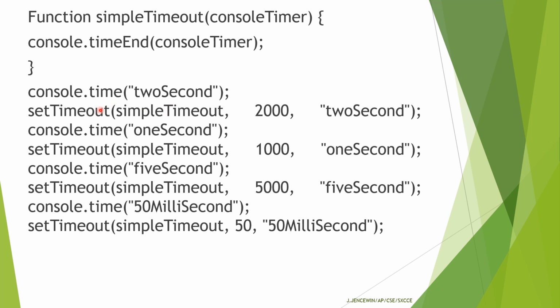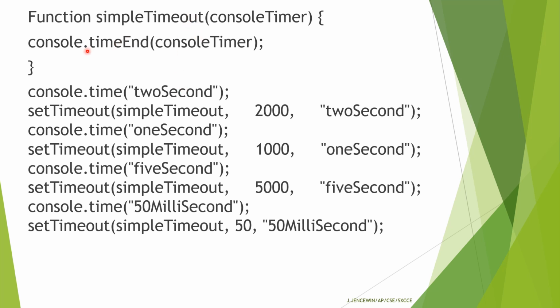So here in setTimeout, the callback is simpleTimeout, the delay is 2000 and the argument is 2 seconds. So after 2 seconds, that is 2000 milliseconds, setTimeout invokes the callback function simpleTimeout with the argument 2 seconds. Here we already started the timer with the label 2 seconds, so that is passed here.